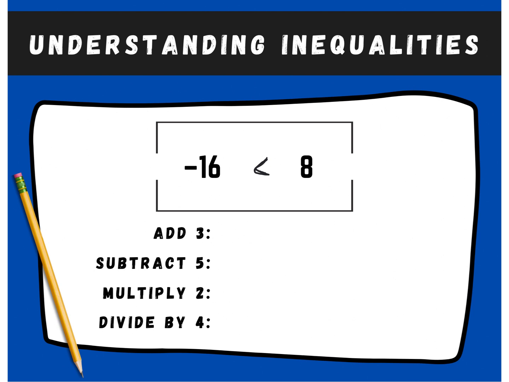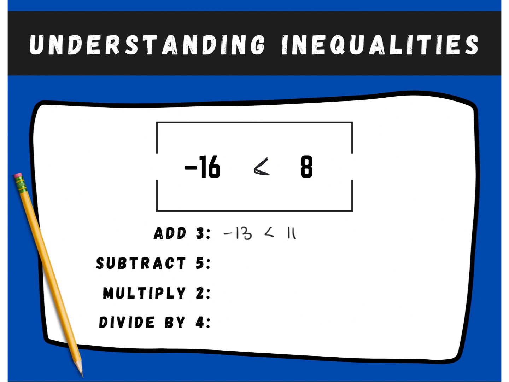Now, what's interesting is how inequalities change depending on what you're doing with them. So I want to show you some examples. Let's say we added 3 to negative 16 and 8. That would give us negative 13 and 11. Well, negative 13 is still less than 11, so nothing has changed.